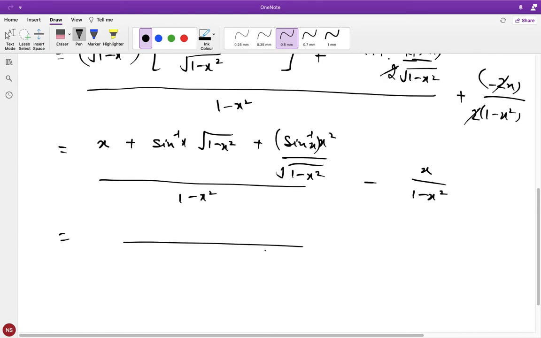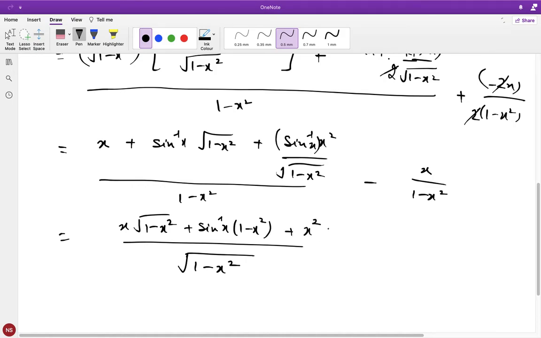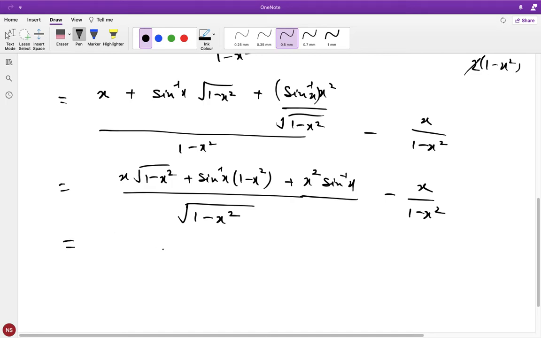Take an LCM again. x into root 1 minus x square. Square root of 1 minus x square multiplied by 1 minus x square will be just 1 minus x square, plus x square sine inverse of x, minus x by 1 minus x square. When you divide this with this, square root of 1 minus x square, okay, and don't forget that this whole thing was divided by 1 minus x square.